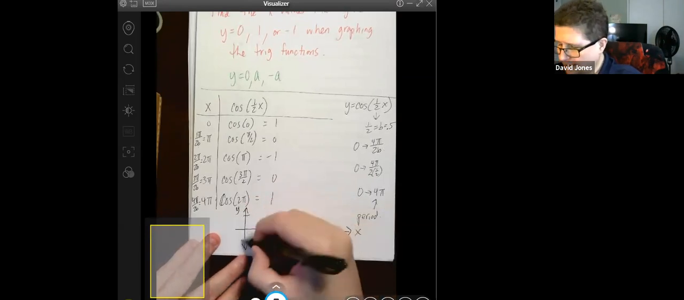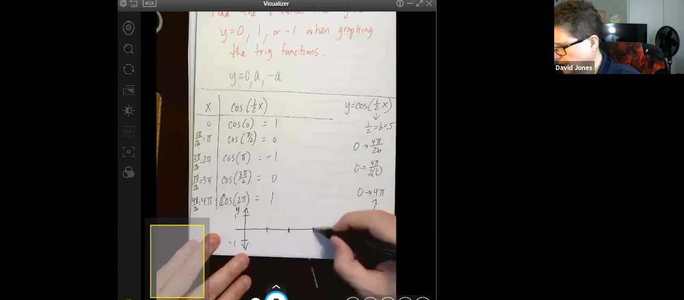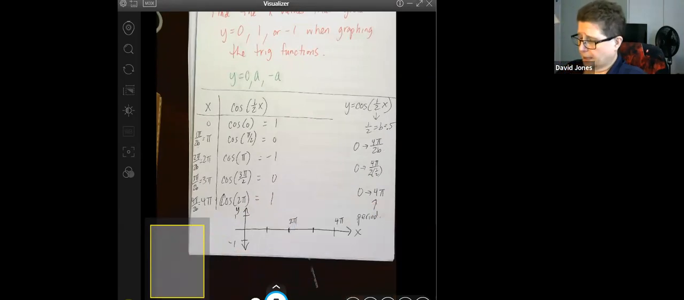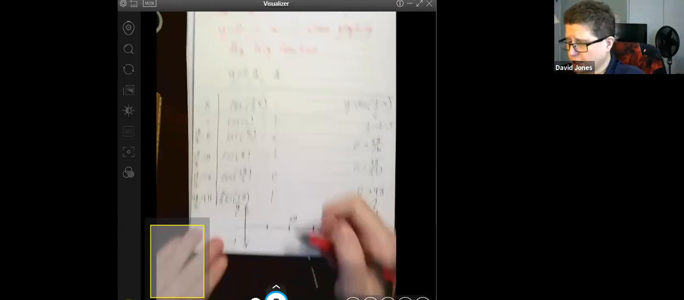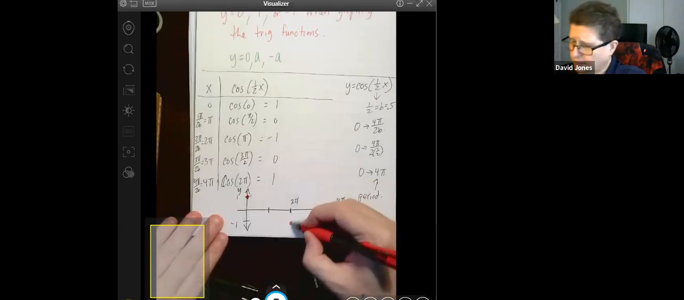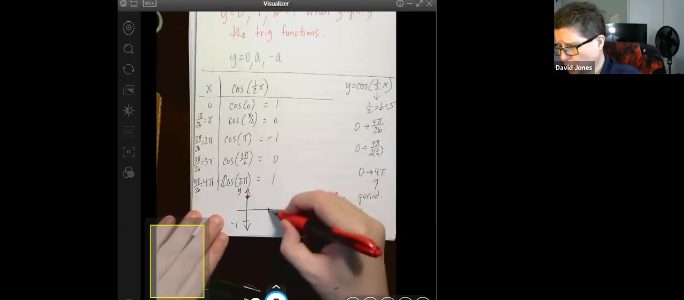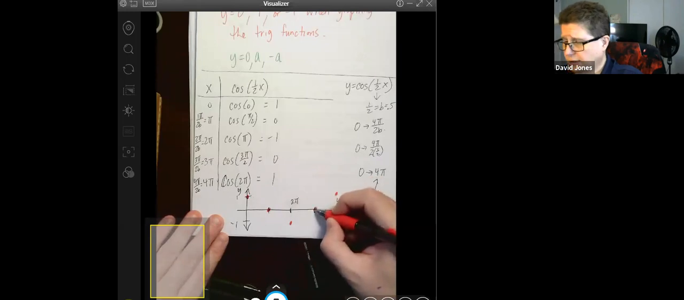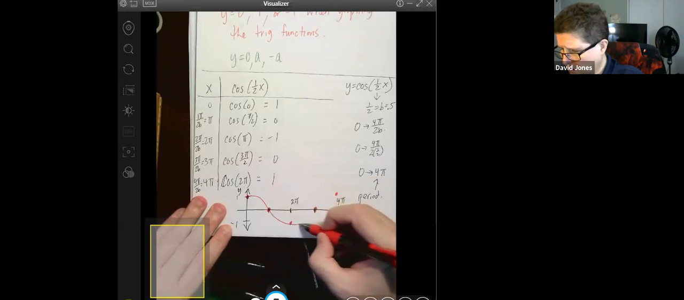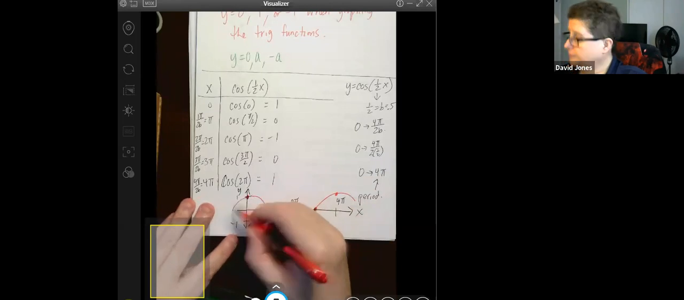I'll go 1 and -1. And now I repeat on 4 pi. Here's 2 pi. Cosine starts up high. Halfway point is down low. And it's up high again. And the quarter points in the middle are zeros. And it keeps going.